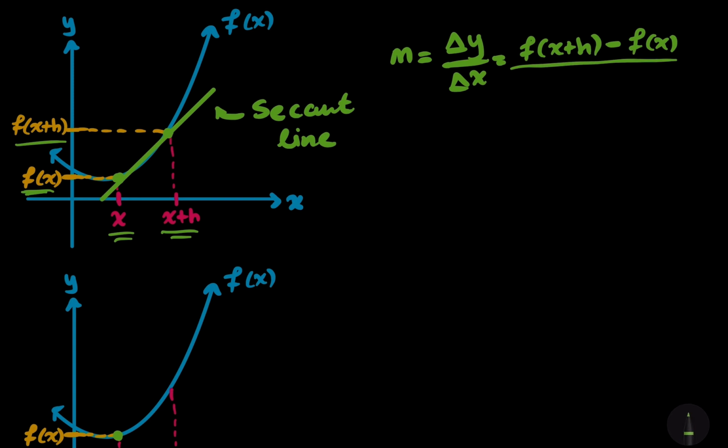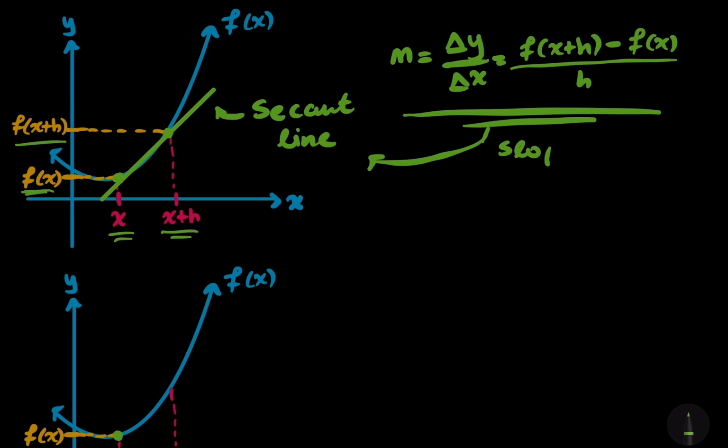We're going to divide that by our change in x, which is going to be our final x value, which is x plus h right over here, and our initial x value, which we subtract, which is just going to be x. And we can notice that x and negative x over here cancel out, so I'm just going to erase them. And so right over here, we have an equation for the slope of the secant line. So this is the slope of this line right over here.